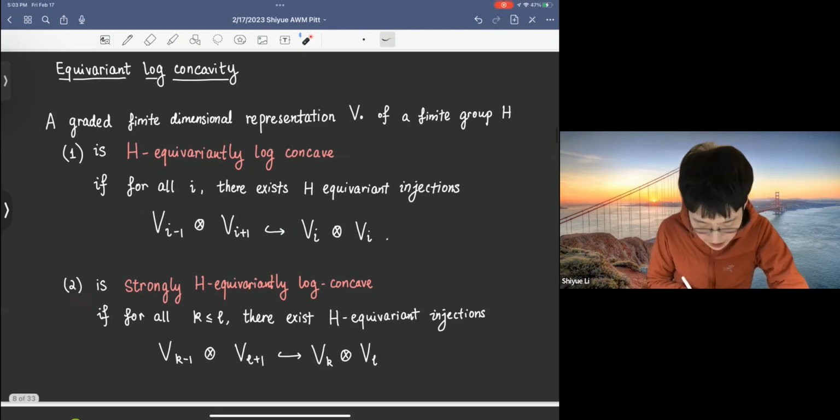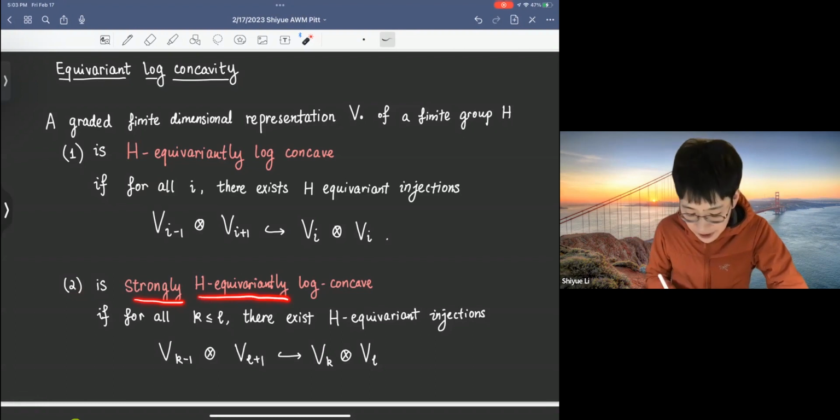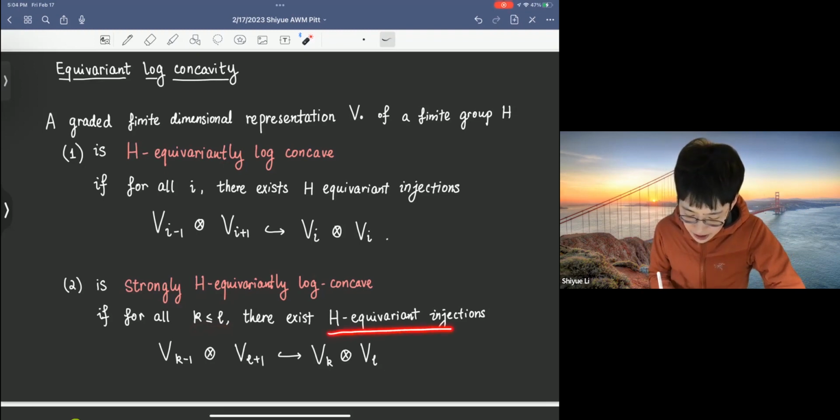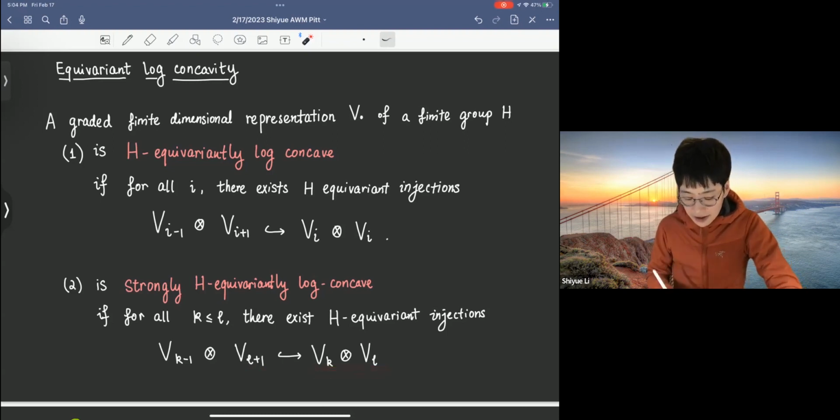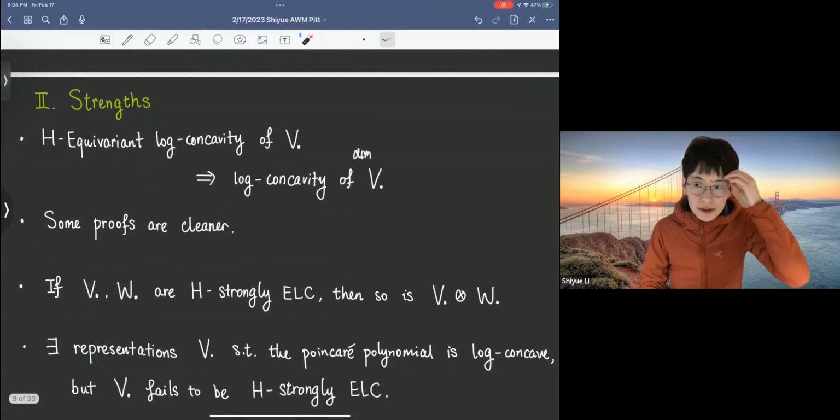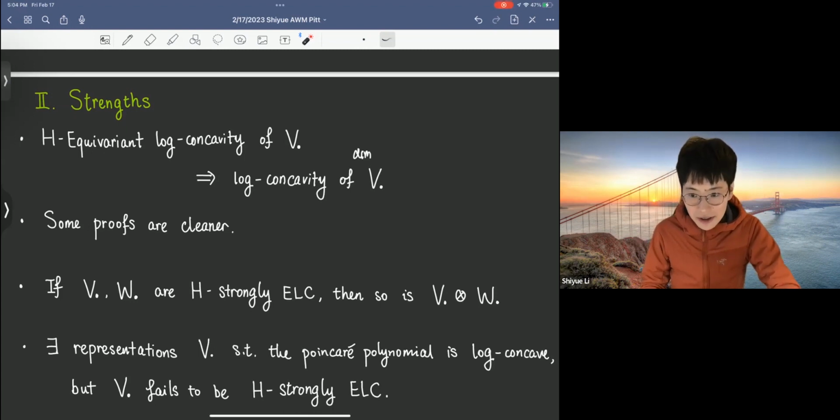The second notion is slightly stronger. It's called strongly H equivariant log concave, where I require that for all k smaller or equal to l, there exists an H equivariant injection from the k-1 degree piece tensor with the l+1 degree piece into the tensor product of the kth degree piece with the lth degree piece. So again, this is very similar to the previous notion. Let me tell you a little bit about the strengths of such a group theoretic new notion of log concavity.